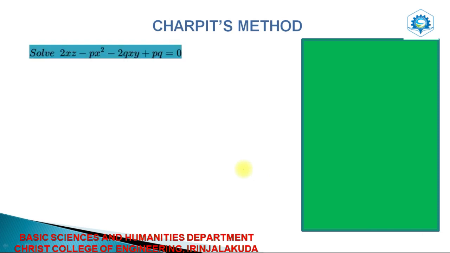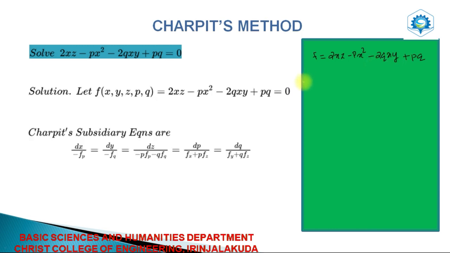Solve 2xz minus px square minus 2qxy plus pq equal to 0. So here our f is clearly given, 2xz minus px square minus 2qxy plus pq, that is our f. So we know that our subsidiary equation is this one, so we need the corresponding derivatives anyway.